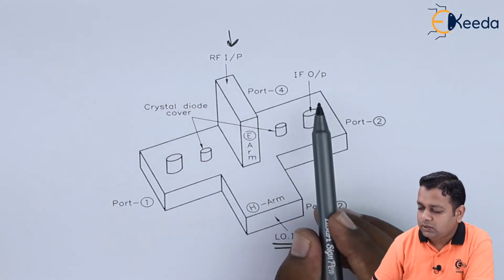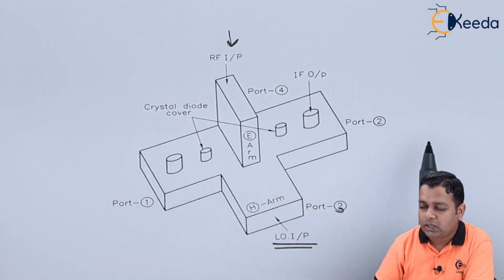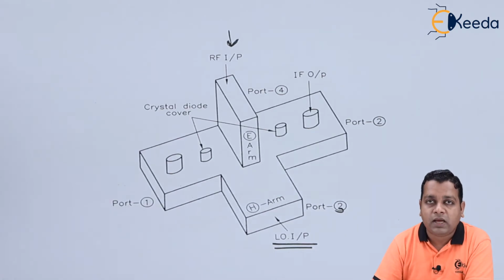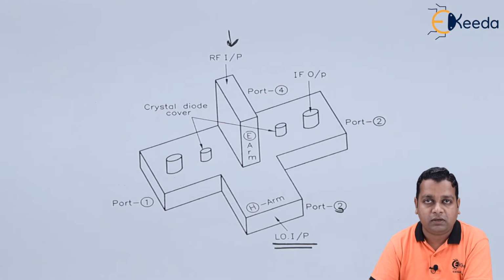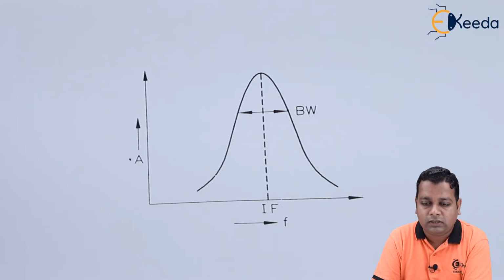So this will result in the IF outputs also. This is going to the second branch, this is going to the first branch, which are fed as input to the subtractors that we have seen in the previous schematic diagram. So in this superheterodyne receiver, there is another block called the IF amplifier, which is a block in between the mixer and the detector here.